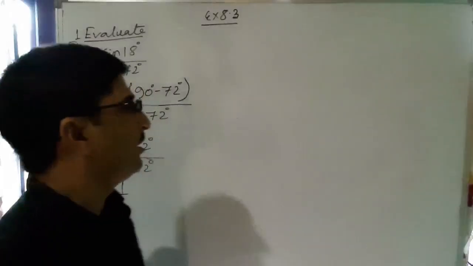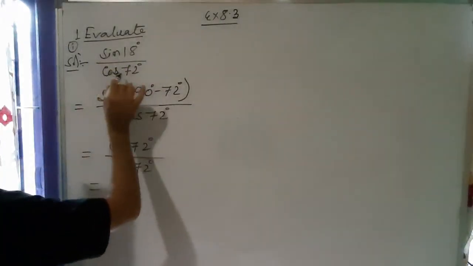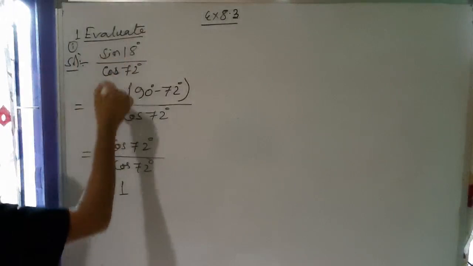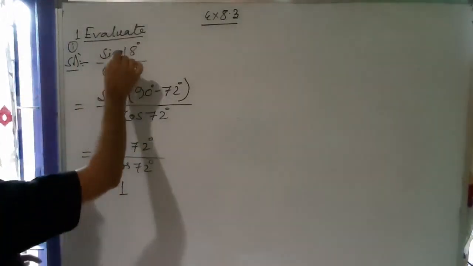Now the first question is: evaluate sine 18 degree by cos 72 degree, we have to find the value. Here we are not going to find out the value of 18.